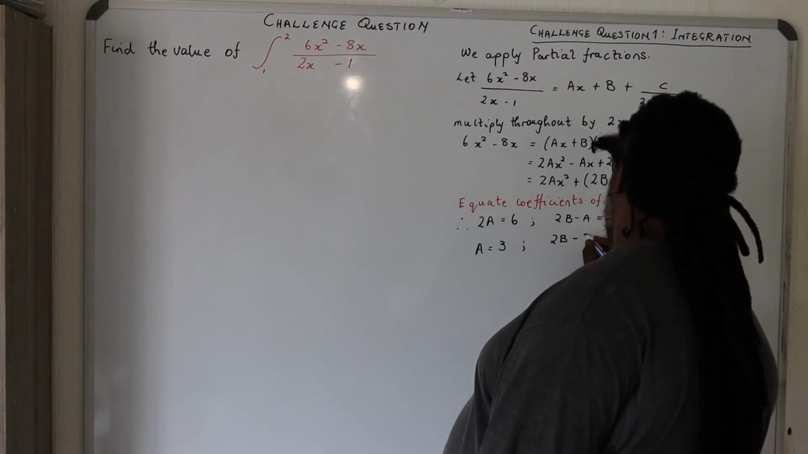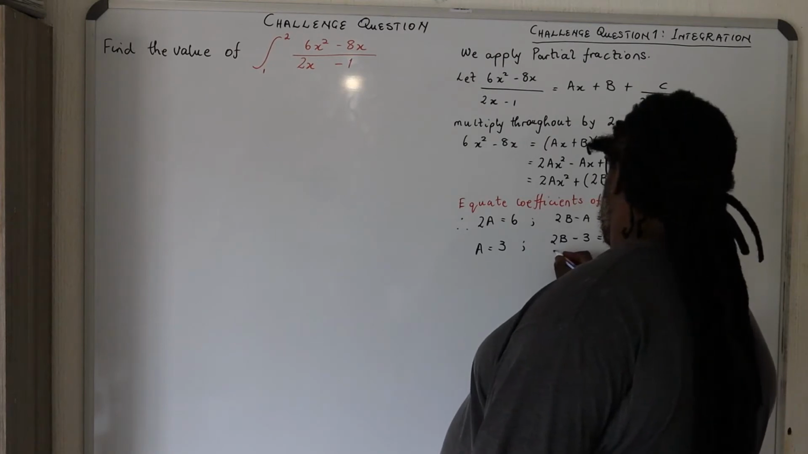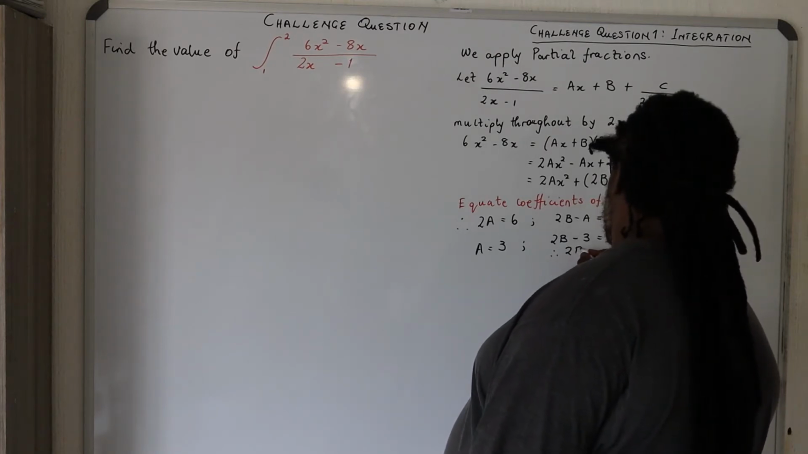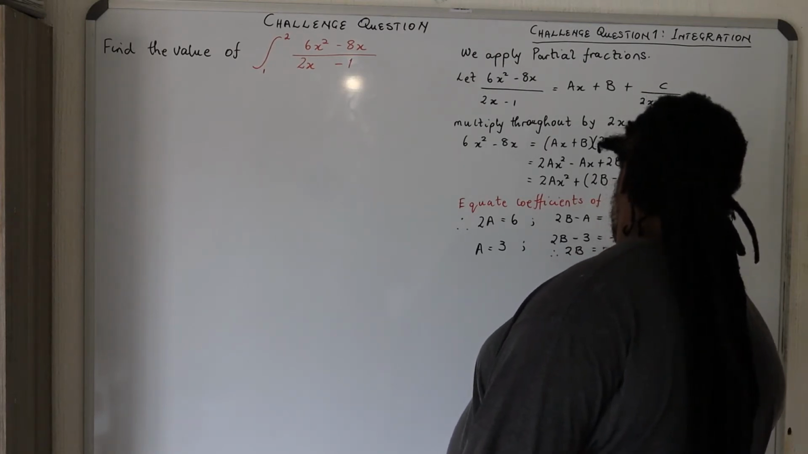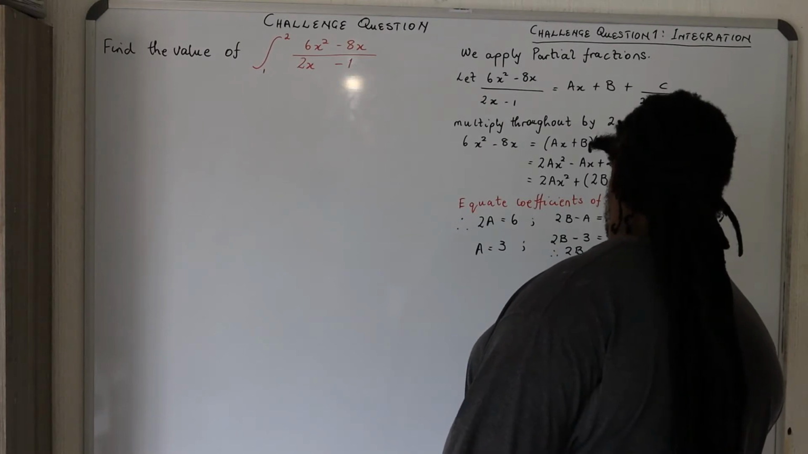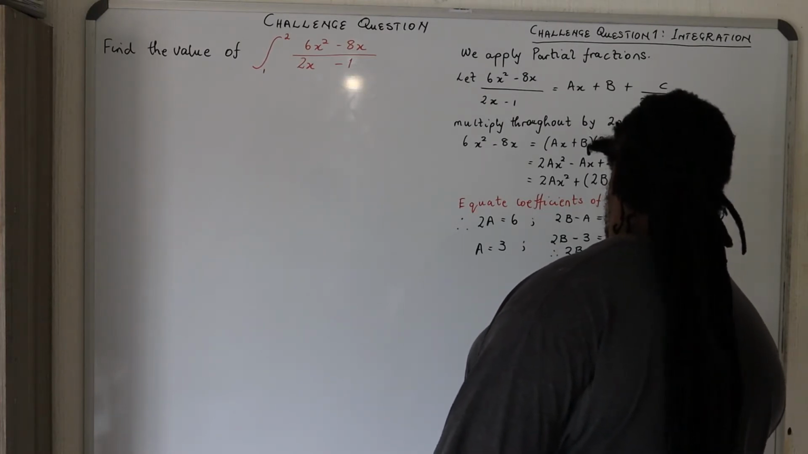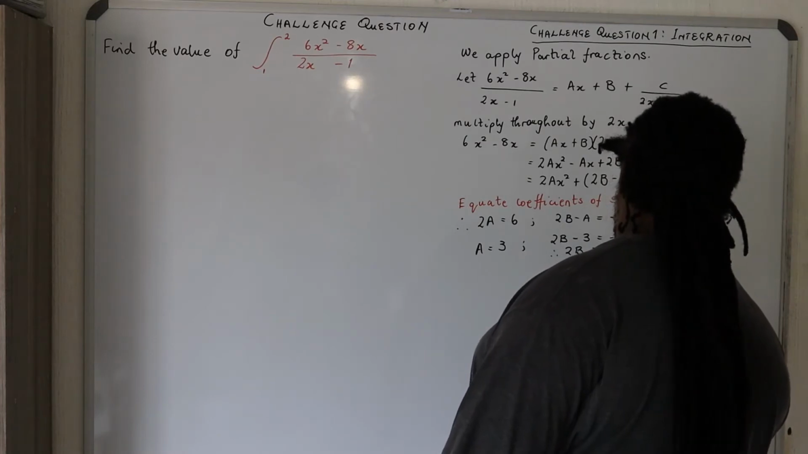And here we have a equals 3, and there we have 2b minus 3 equals minus 8. So therefore 2b is equal to minus 8 plus 3, and 2b is equal to minus 5. Therefore b is equal to minus 5 over 2.